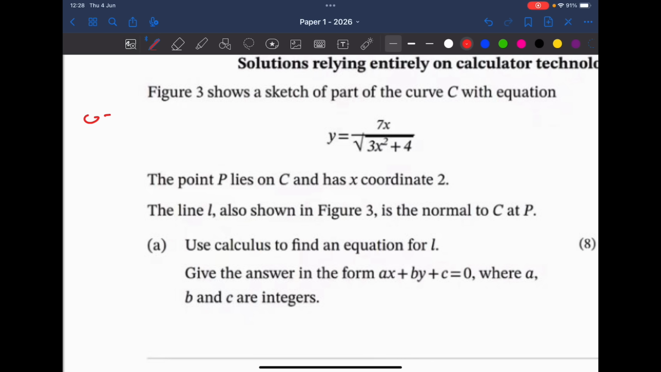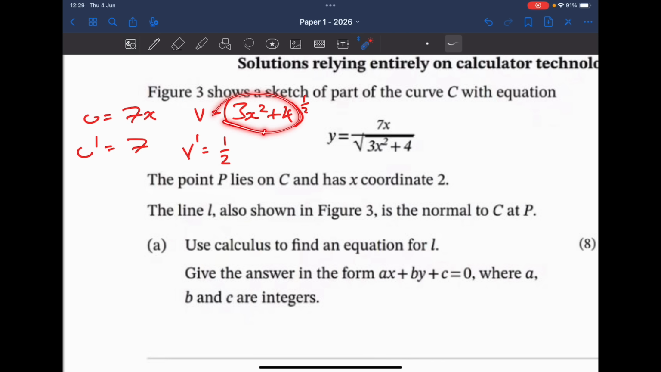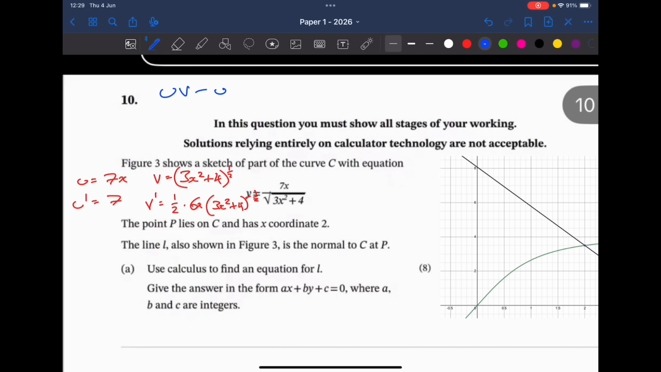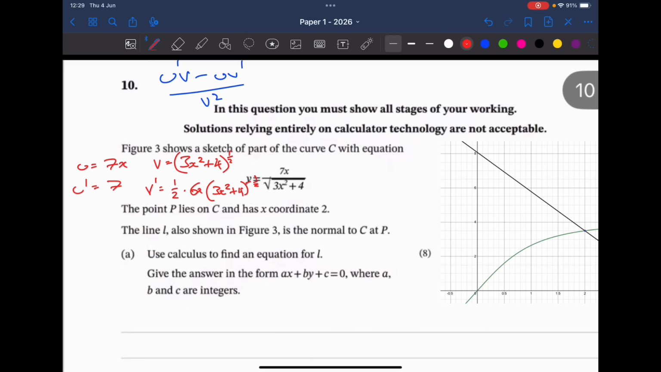So if we have our u is going to be 7x, u dash will be 7. Our v is going to be that big thing on the bottom, 3x squared plus 4, all to the power of a half. Let's differentiate that. What's going to pop out? We get a half. We get the derivative of this thing, which is going to be 6x. And we get that big bracket again, but that bracket has lost a little bit of itself. So that's good. The actual equation then for by parts is going to be u dash v minus u v dash on the outside, v squared underneath. So let's stick all that together.